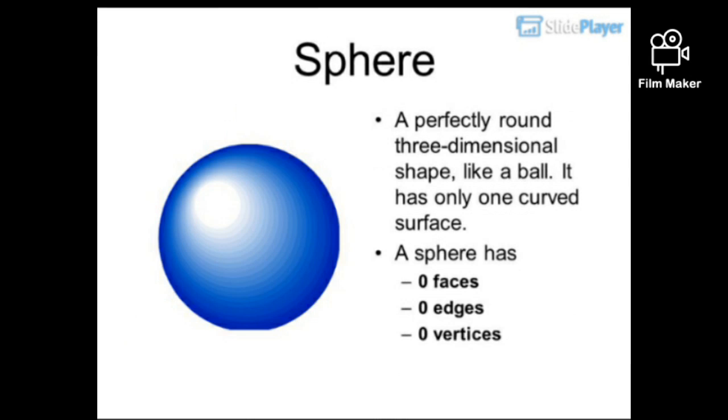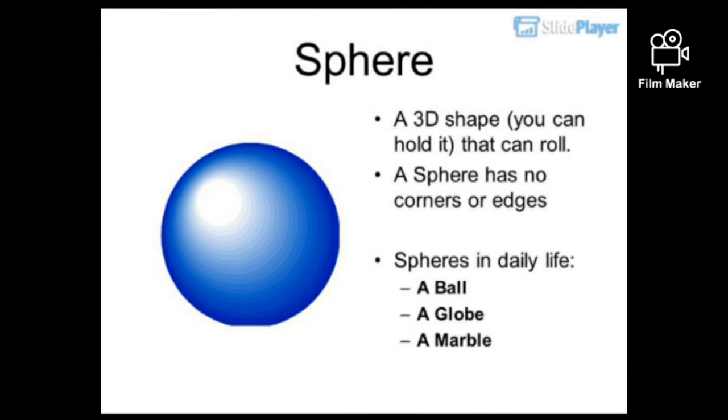Next on three-dimensional shapes is a sphere. A sphere is a perfectly round three-dimensional shape like a ball. It has only one curved surface. A sphere has 0 faces, 0 edges, and 0 vertices. So a sphere is a 3D shape you can hold in your hand. It can actually roll. A sphere has no corners or edges, which is why it can roll so fast. Examples of a sphere in our daily activities include balls and a globe.